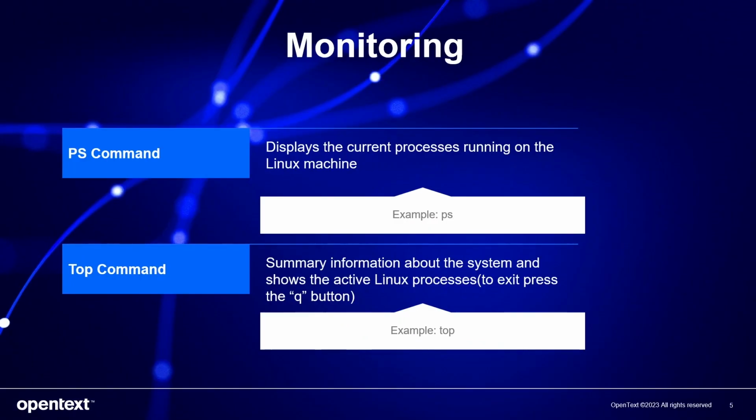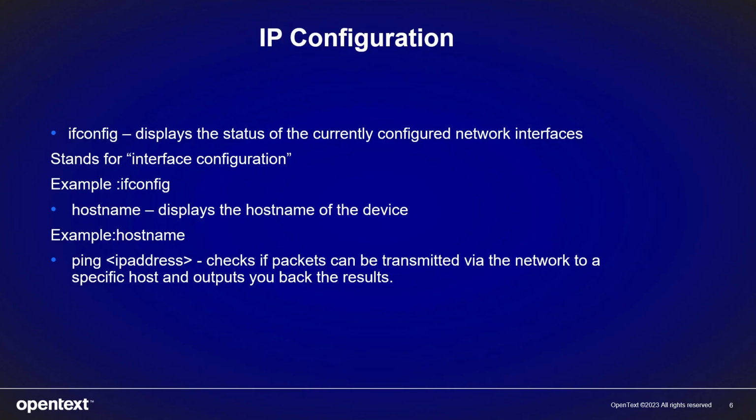Okay, so the ps command displays the current processes running on the Linux machine. So if some process is stuck, you might be able to see it. The top command shows summary information about the system and the active Linux processes. It also displays the RAM of the machine, free, used, and available, plus cache. It displays it in kilobytes though. And to exit the top command, just press the Q button.